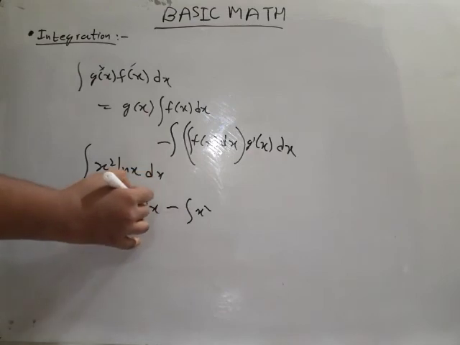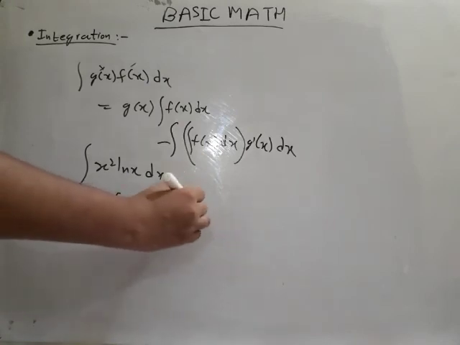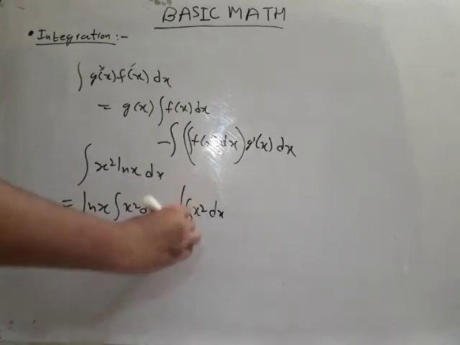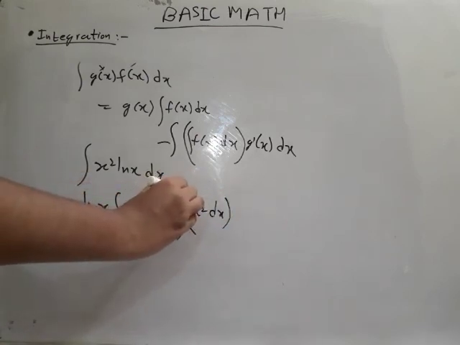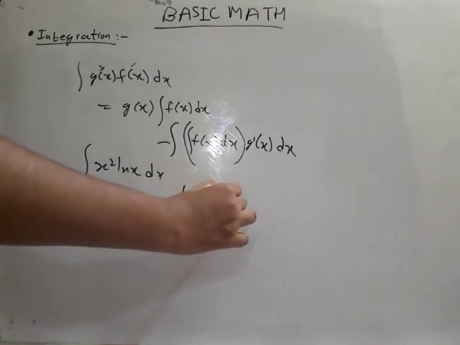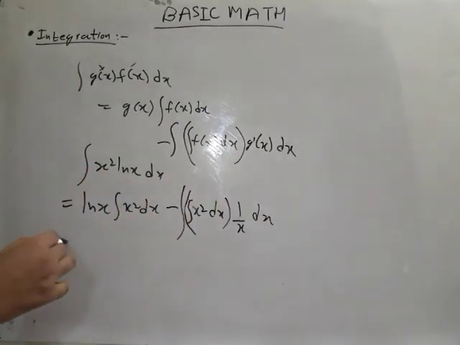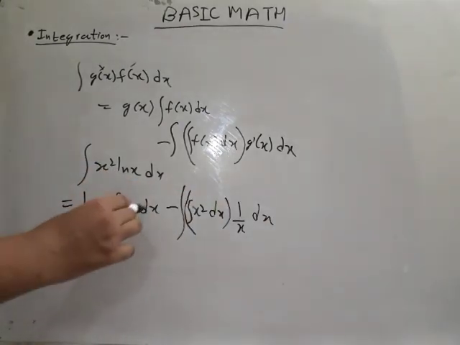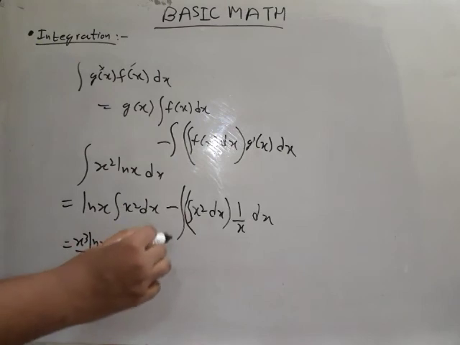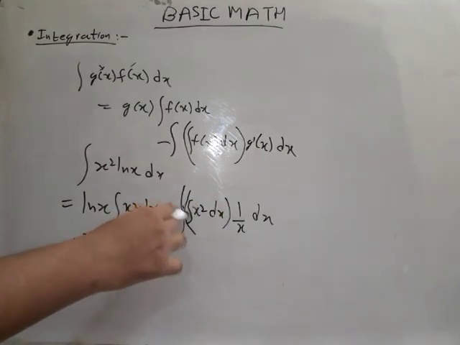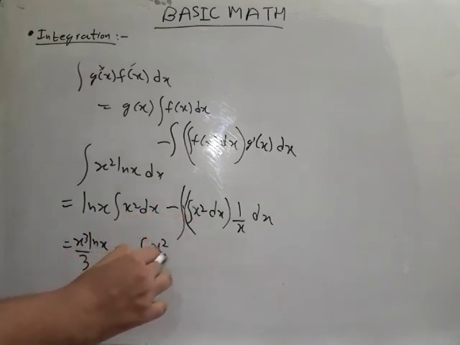Now ln x into integral of x square dx, minus, and now x square dx again integral of x square dx, whole integral of, this is inside the bracket, differentiation of ln x is 1 by x dx. So it is ln x into x square dx, means x cube by 3, minus x cube by 3 into 1 by x, means x square by 3, integral x square by 3 dx.